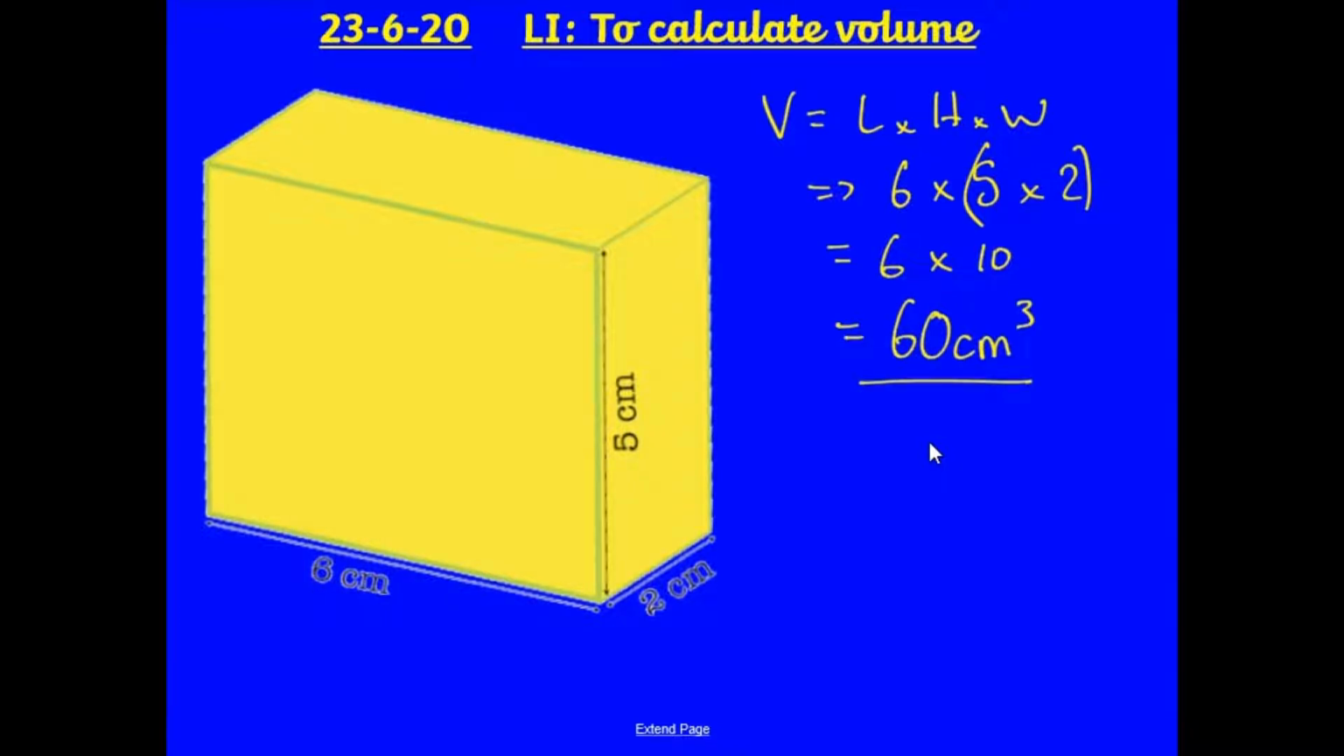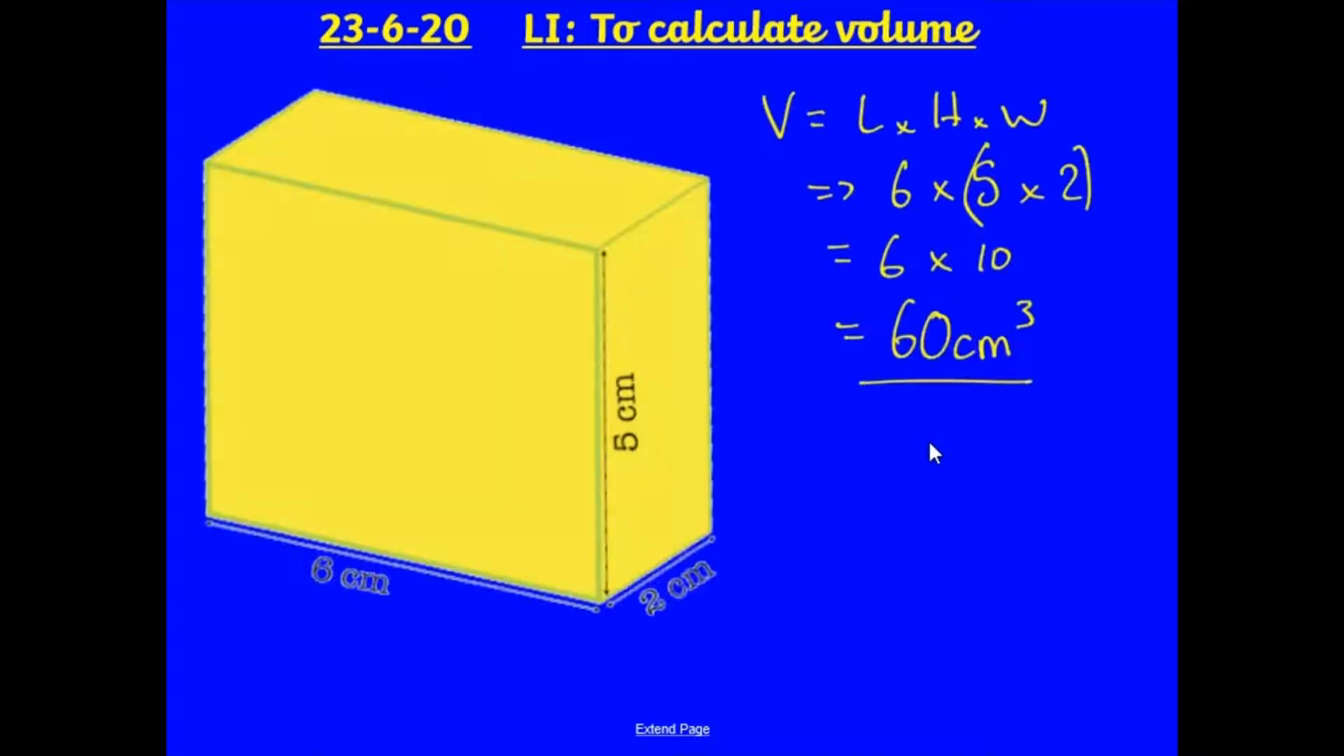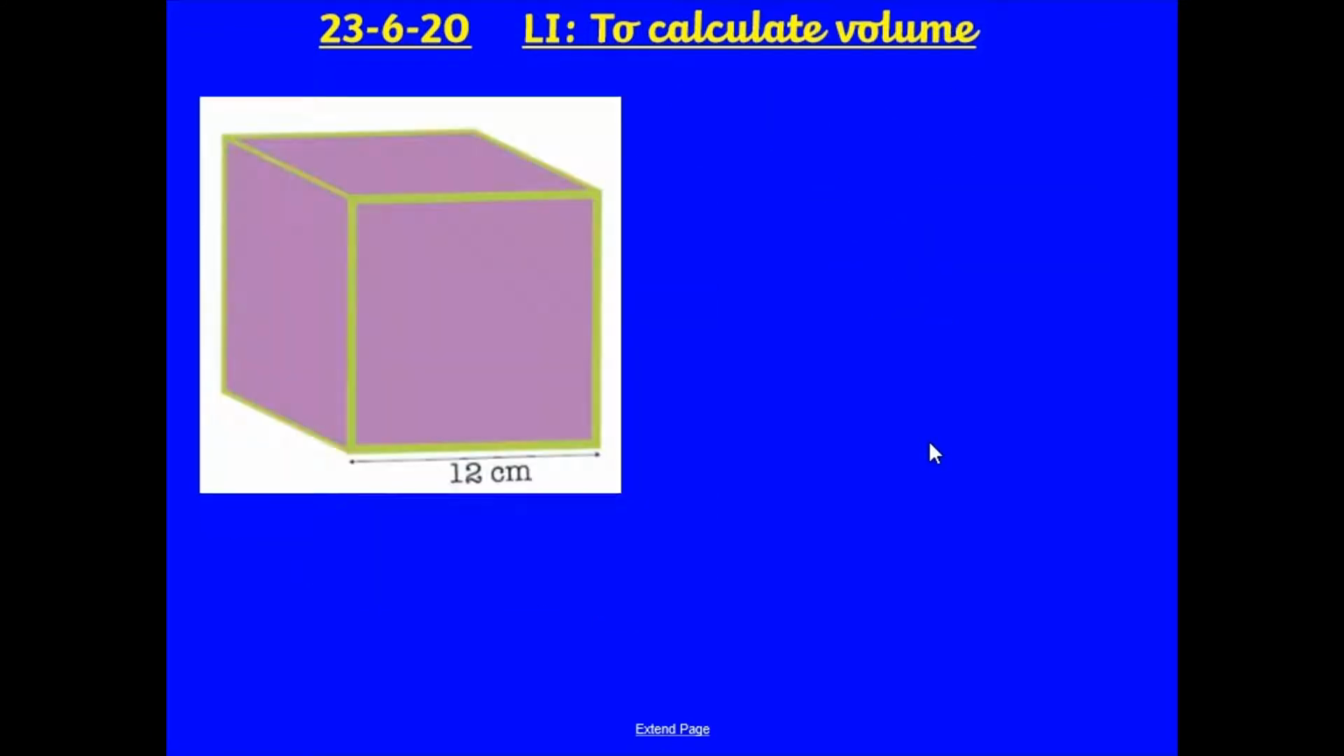Easy peasy, lemon squeezy. Now, what about this question here? We've looked at the cuboids, but I've only got one measurement here, but it's a cube. Well, using your knowledge of properties of 3D shapes, you will know that a cube has got equal length, height and width. So in this case, the volume is equal to length times height times width. Well, that's going to be 12 centimetres, and everything is going to be 12 centimetres. So I'm going to do 12 times 12 times 12.